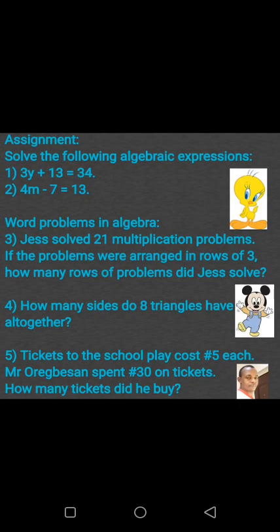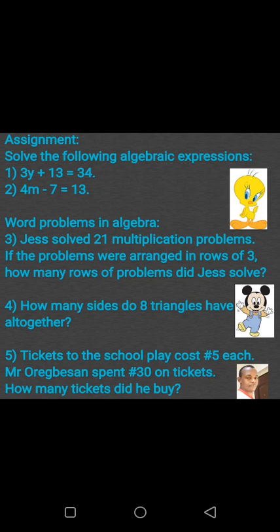I have your assignments here for you. Solve the following algebraic expressions. We have number 1 and 2. Number 1 says 3y plus 13 equals 34. Then number 2 says 4m minus 7 equals 13. So you know how to go about that. For number 1 it is plus, so it means that you subtract the plus 13 from both sides. Then for number 2 it is minus 7, so add 7 to both sides and you continue from there.